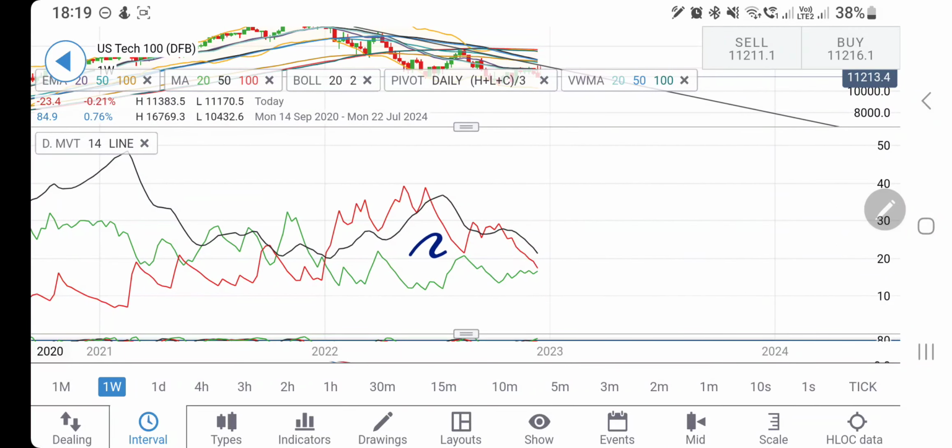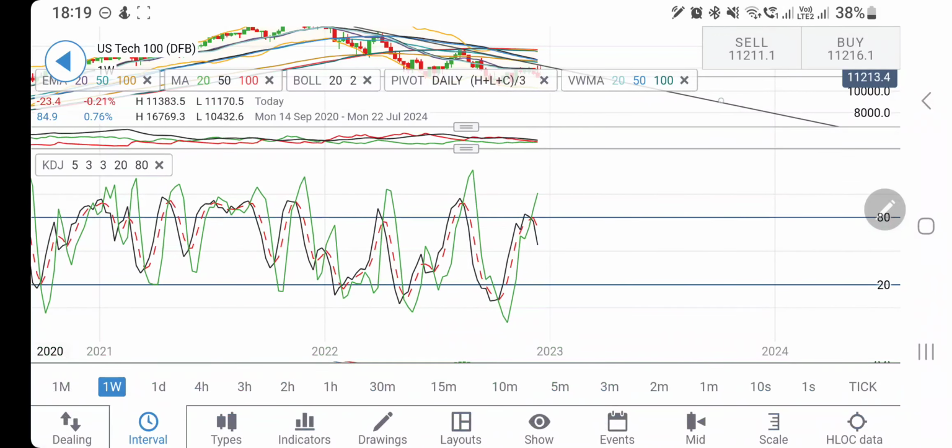Look at the directional movement. So far it is trading bearish. It was on the verge of a crossover. It did not fail to do so. It is again trying to diverge. Let's see if it continues to do so.